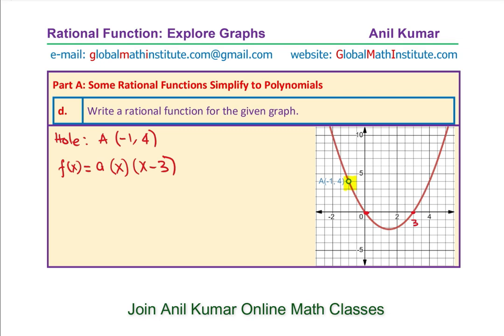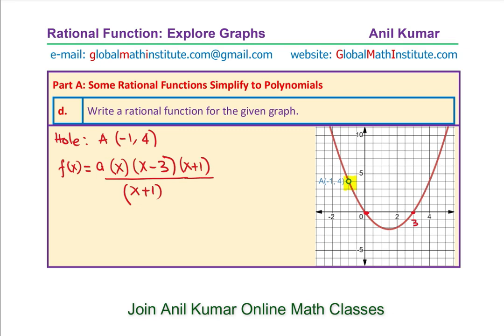So that is the parabola. However, we have a restriction, and the restriction is that it cannot have a value of minus 1. So we need to divide this by x plus 1, correct? And also multiply by x plus 1. Now that results in the hole given to us.